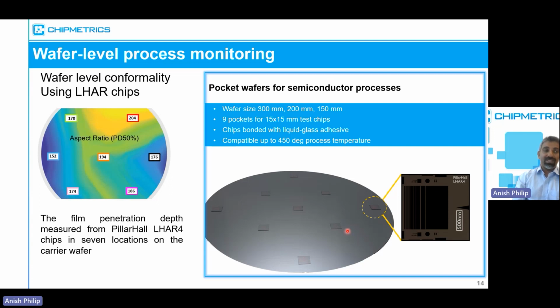So there is no outgassing when you utilize these pocket wafers for your processes. At least up to 450 degrees, there is no outgassing. Up to 450 is really good for most of the ALD processes, so this can be easily utilized for any of these process developments.